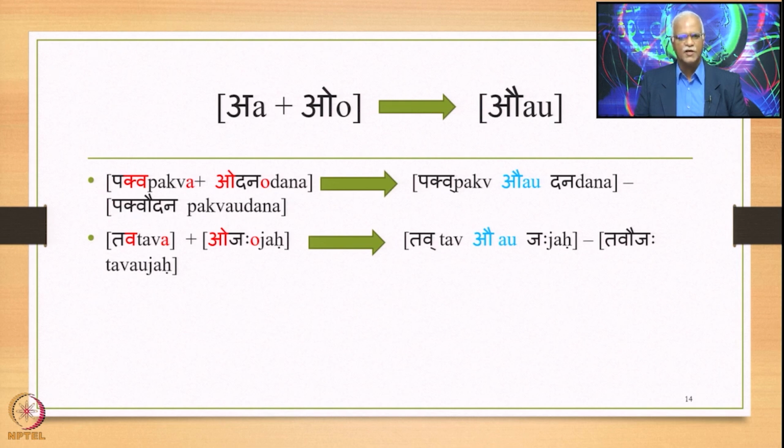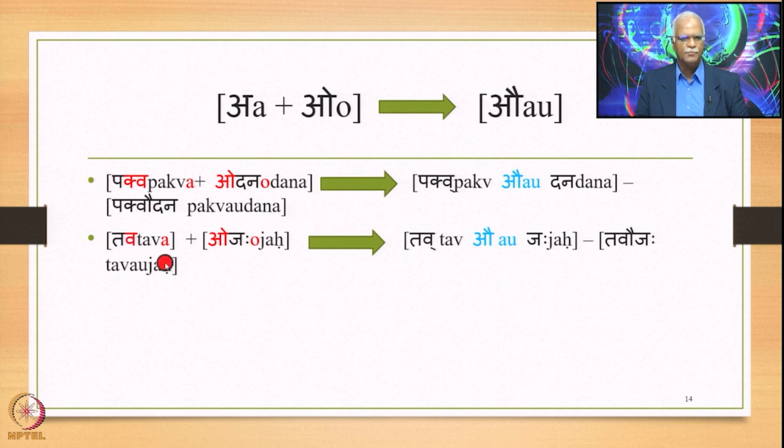A plus O is the input and the output generated is O. So we have the compound first, Pakva plus Odana, where we have A coming at the end of the first pada and O coming at the beginning of the second pada. So we have A plus O. Now this is a compound, so both these words are in the Samhita mode. So we have 6188 applying and the output generated is Pakv, Au and Dana. When we join them together, we get Pakvau Dana.